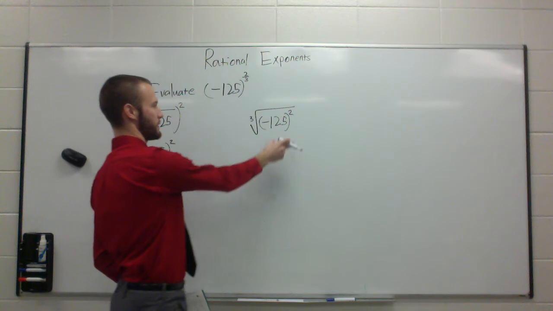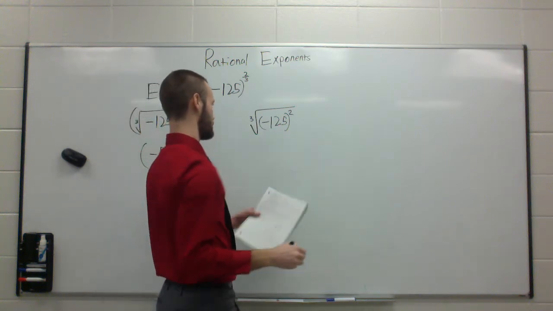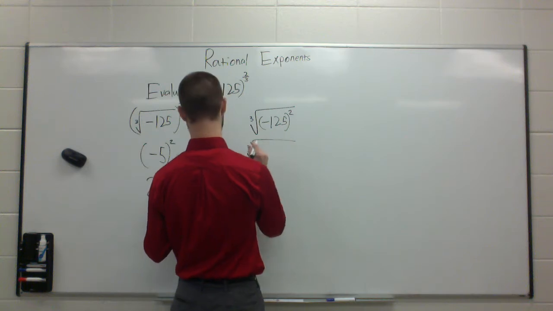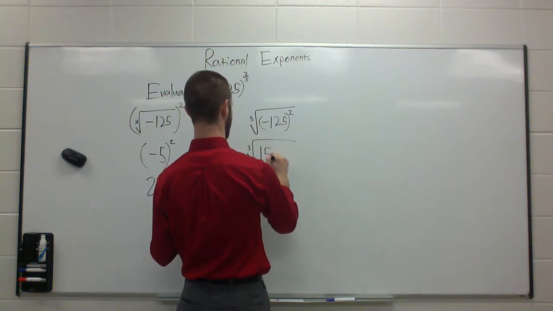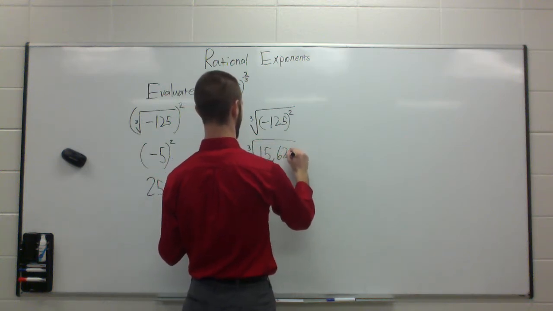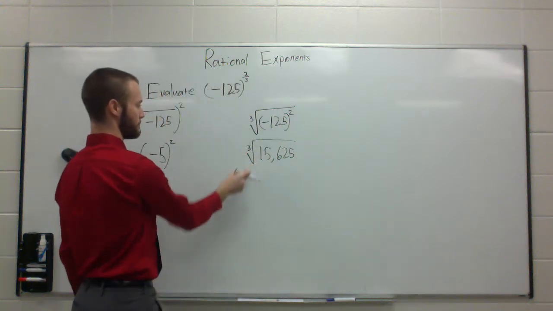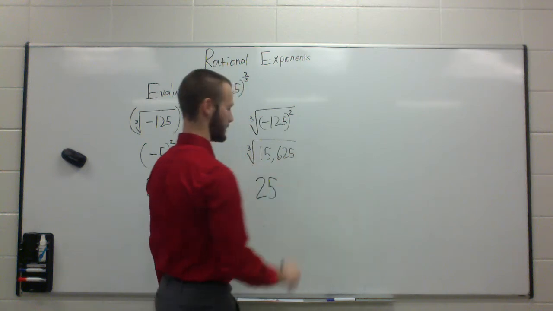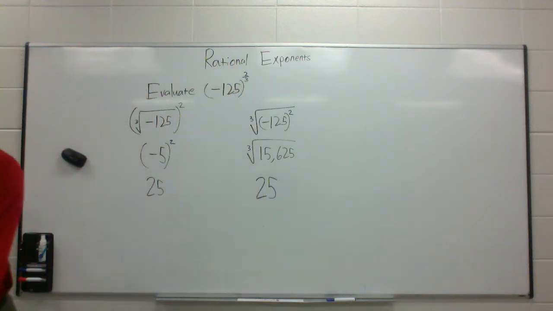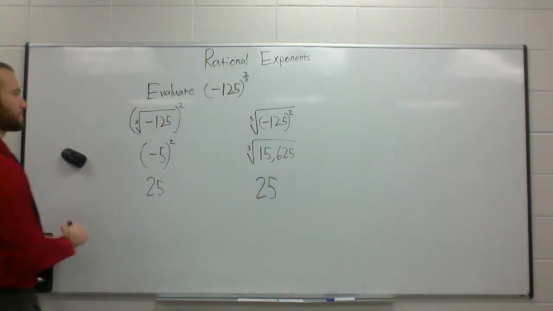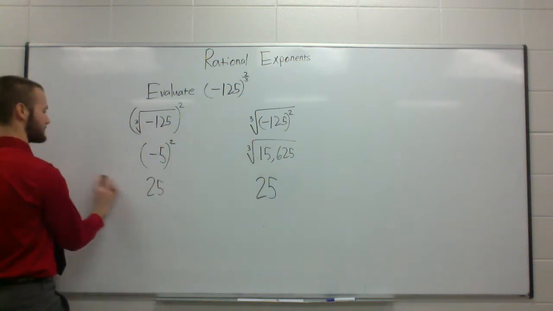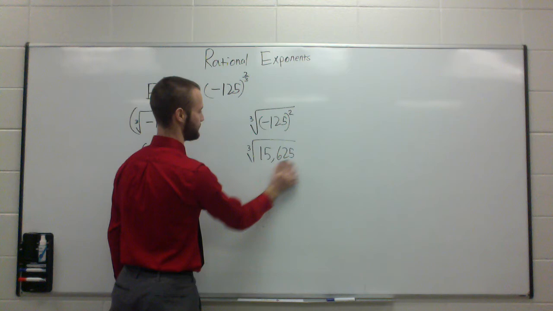Now here, if you grab your calculators, negative 125 squared is 15,625. And the cube root of 15,625 is 25. So in this case, it was a lot easier to evaluate the radical before the exponent. But sometimes it's the other way around.